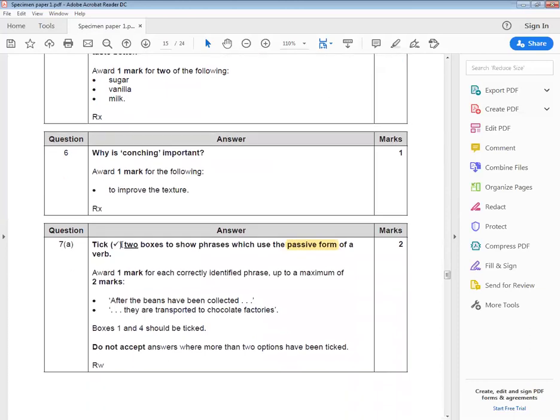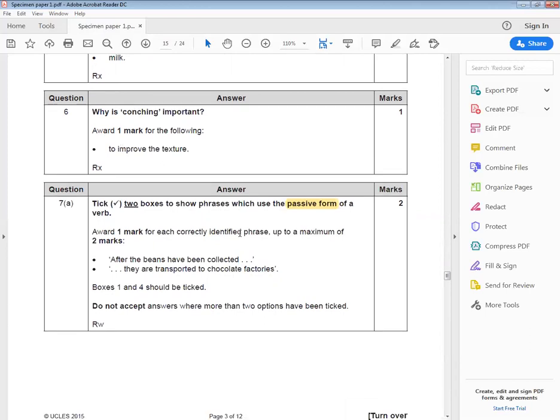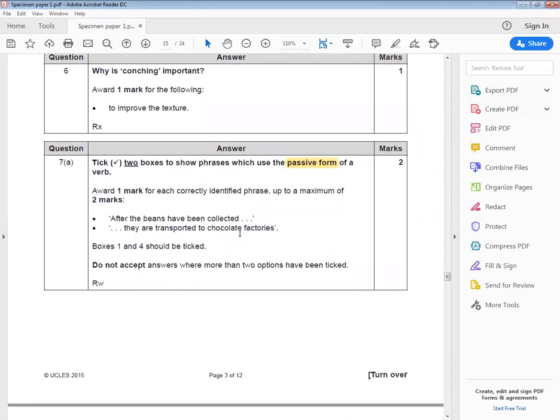Let's take a look at number 7. This is a question that you have come across before, to tick the boxes or the phrases that use the passive form of the verb. Okay, this question is very important. I'm sure that you have seen it in a lot of texts and sheets before. Okay, it is very easy. Just try to read the sentence, try to understand it, okay, and see which sentence uses the passive form.